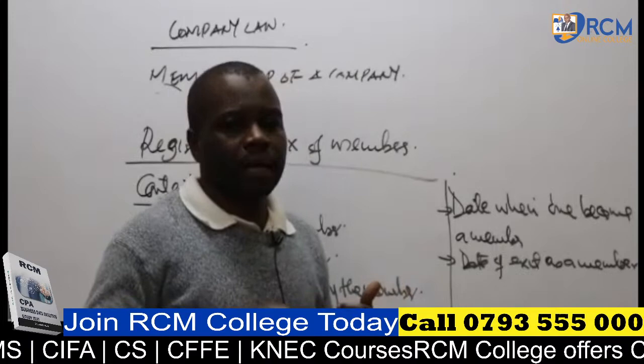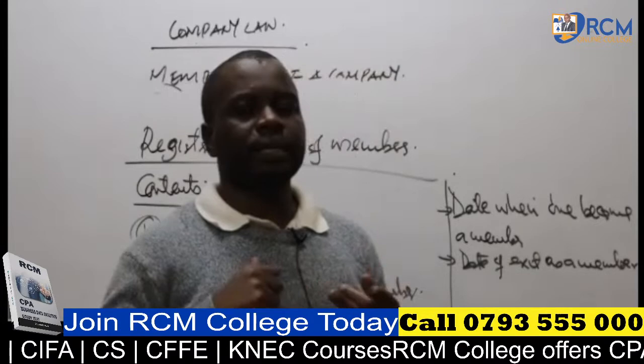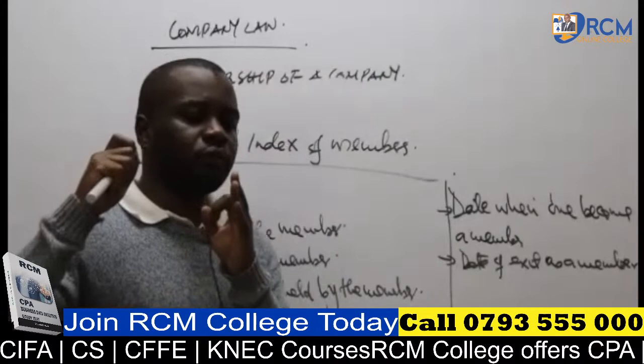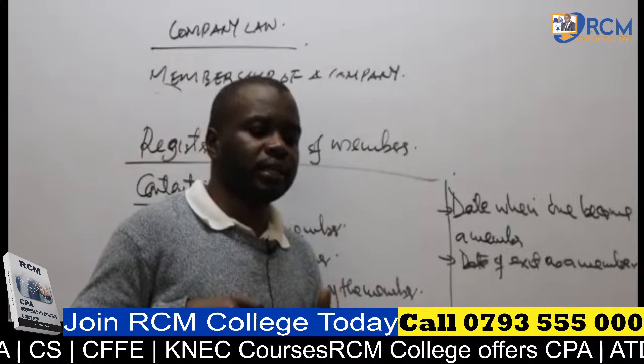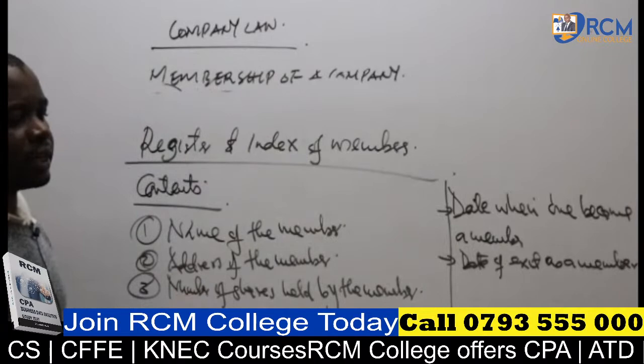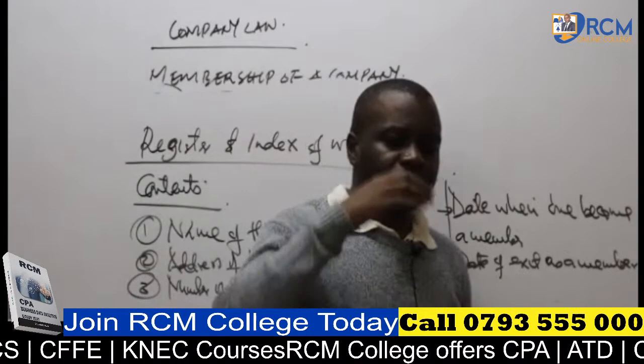apart from being kept at the registered office or any branch of the company, number three, can also be maintained at that registered firm providing company secretarial services. So it can be kept at a place where the person who normally makes amendments or changes to the register sits or is located. So that is what you need to know about the location of the register of members.